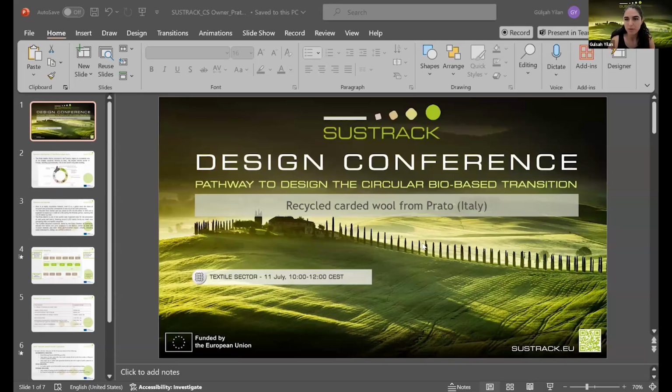Okay, so I hand it over from now on. Just give me 1 second to share my screen again. I think you will be able to see it in the presentation mode now.